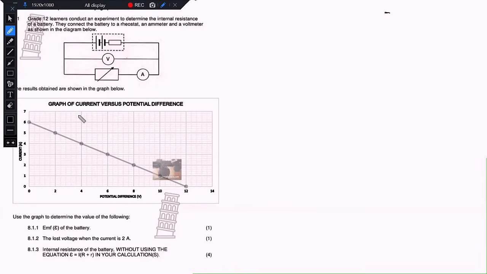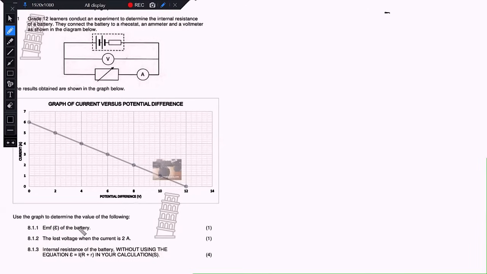Now, as we can see, this is a graph of current versus potential difference. So they kind of inversed it from the one that we know, because we are mostly used to potential difference versus current. But now they inversed it to say current versus potential difference. Always be careful of that graph, because sometimes they can inverse it, and if they inverse it, it changes a lot of things.